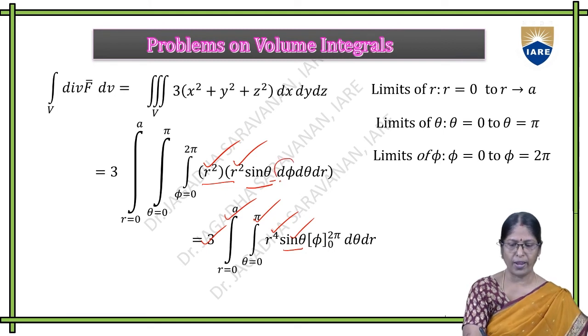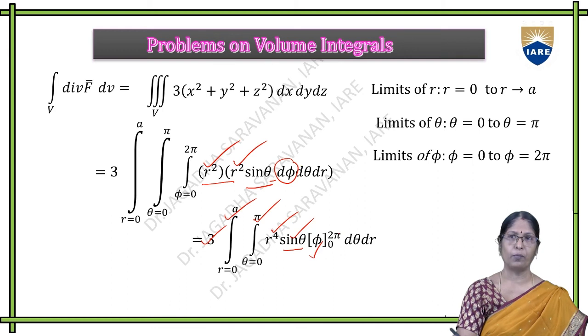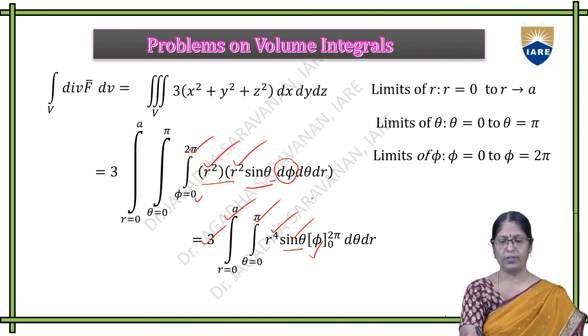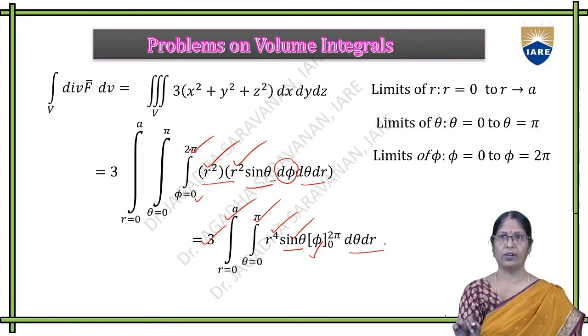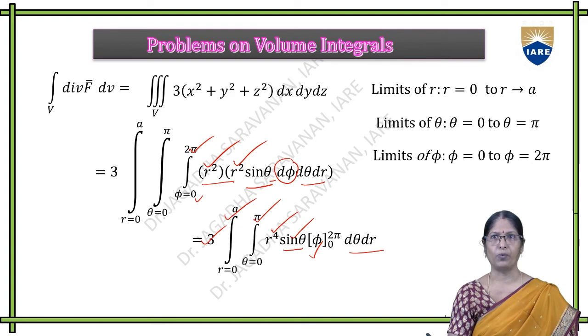Only the d phi integral we are doing now, and we obtain the result 2 pi, from the limits 0 to 2 pi, the range of the interior integration. The d theta and dr we did not change at all; as they are, we have written them.